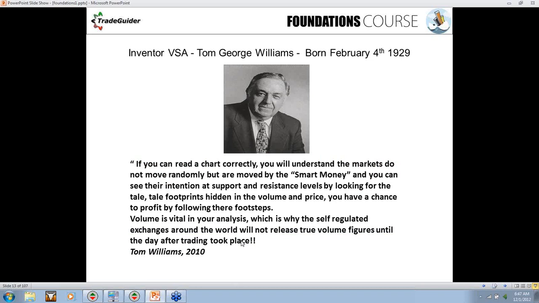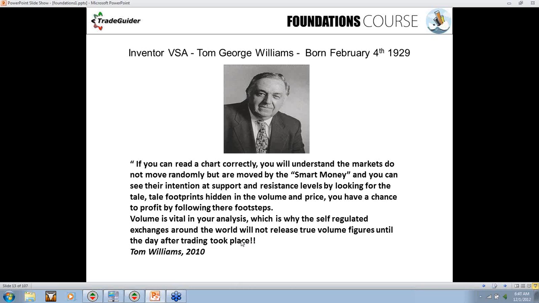He says, if you can read a chart correctly, you will understand the markets do not move randomly, but are moved by the smart money. And you can see their intention at support and resistance levels by looking for the telltale footprints hidden in the volume and price. You have a chance to profit by following their footsteps.